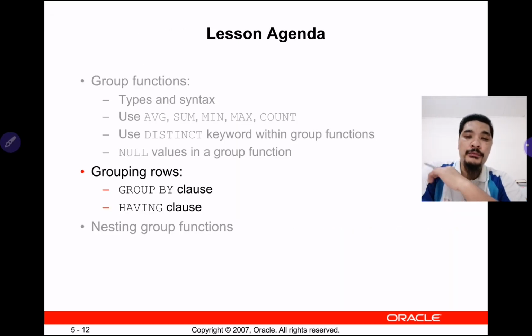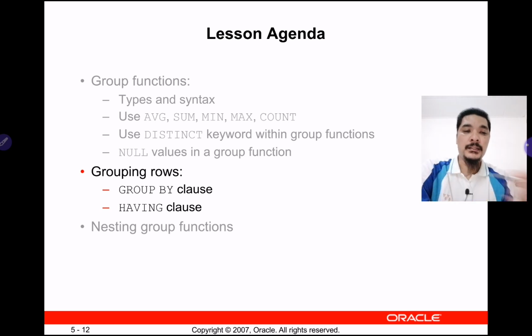Okay, so we are finished with the group functions: using average, sum, min, max, and count, up to null values in the group functions. So I will stop here for part 1 of lesson 05, week 6. Let's continue with part 2 for this chapter.